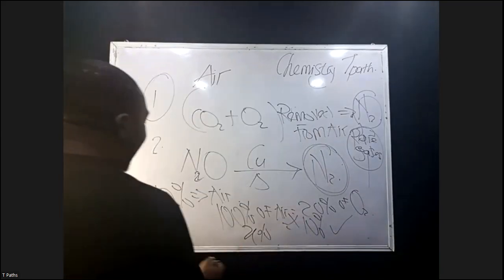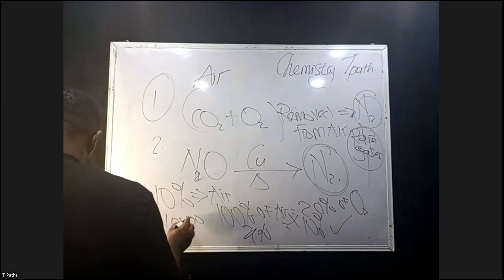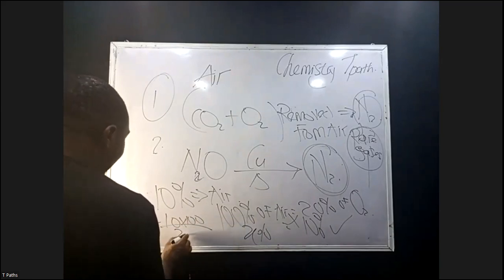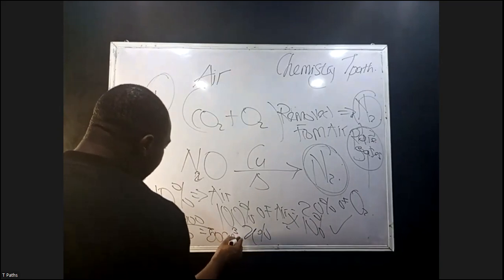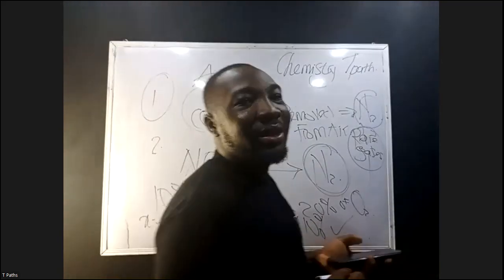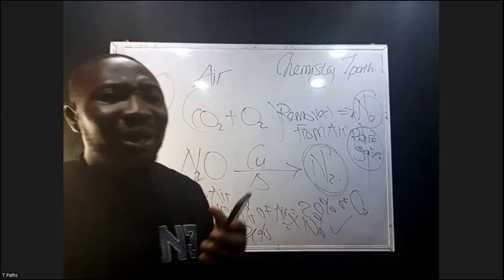So let's cross multiply. X will be equal to 10 times 100 over 20. The answer is 50 cm cube. Please, you see it, we are applying it. And that's why you need to understand some things.